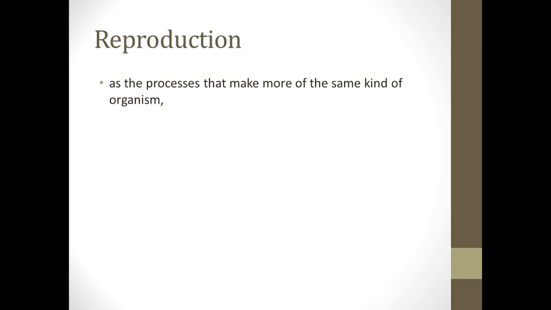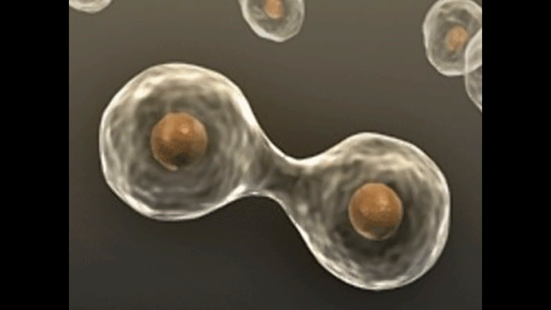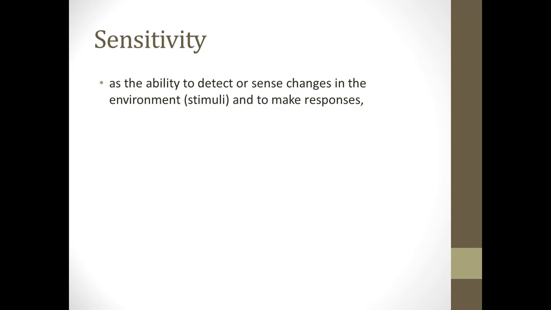Reproduction is a process that makes more of the same kind of organism. So there are two types of reproduction, sexual and asexual. Sexual reproduction is when two different organisms come together and they make another one, like a baby, versus asexual, which is when one organism simply splits and becomes two.